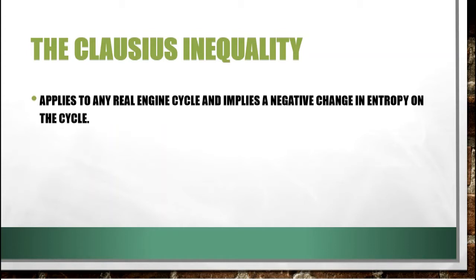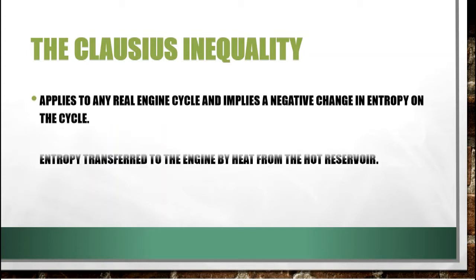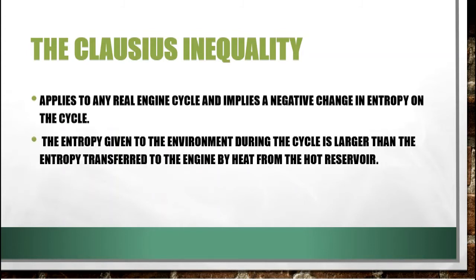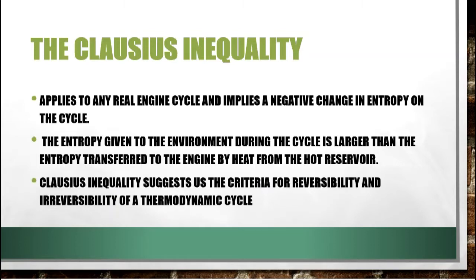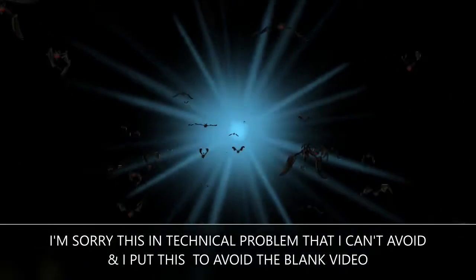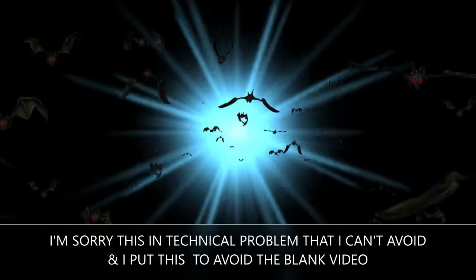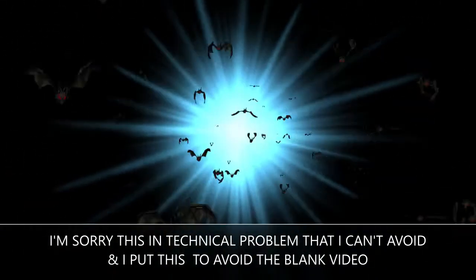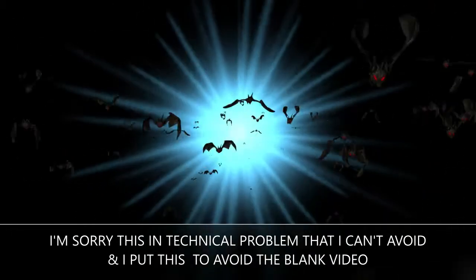Clausius inequality applies to any real engine cycle and implies a negative change in entropy on a cycle. The entropy given to the environment during the cycle is larger than the entropy transferred to the engine by heat from the hot reservoir. Clausius inequality gives us the criteria for reversibility and irreversibility of a thermodynamic cycle.